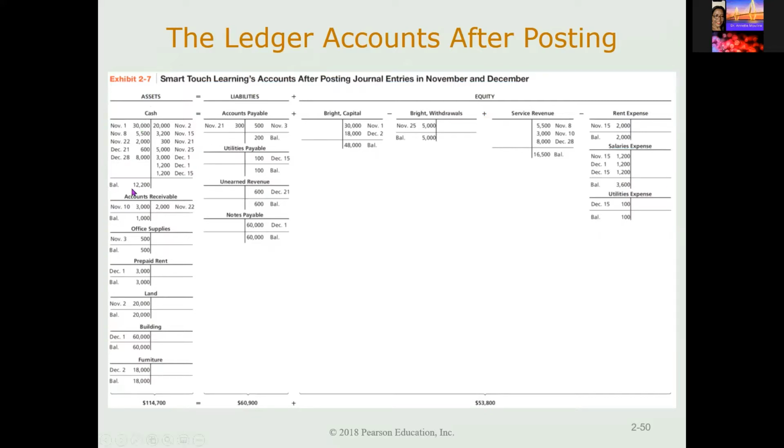Here you see all of the assets. Assets equal $114,700. You have your liability and your equity. Remember the accounting equation: assets equal liabilities plus equity. Assets total again is $114,700. Your liabilities is $60,900, and your equity is $53,800. When you add these two together, you will have your $114,700.